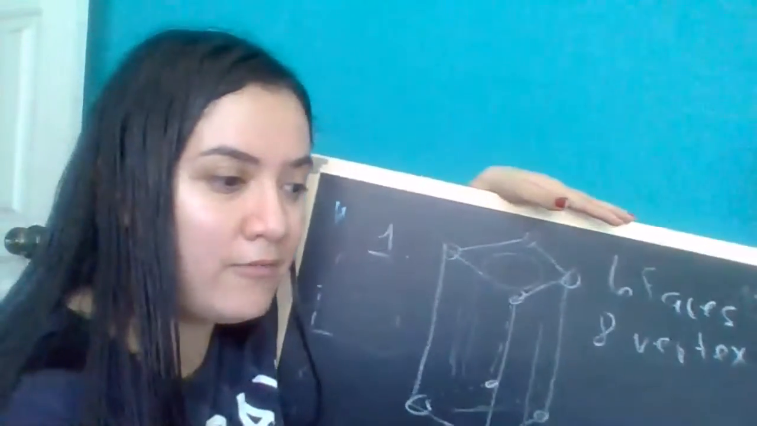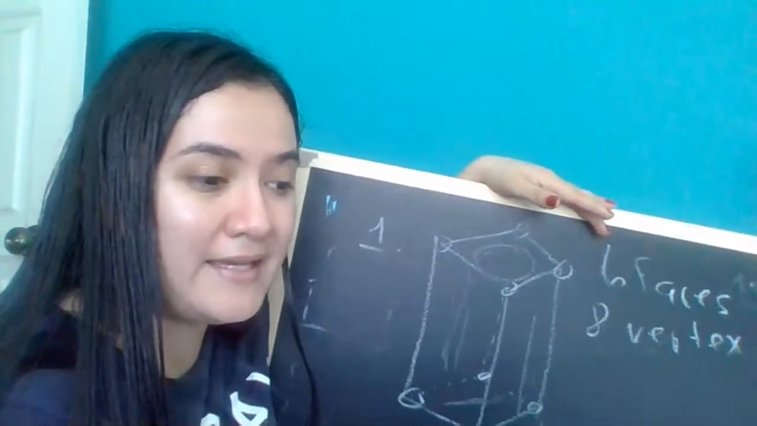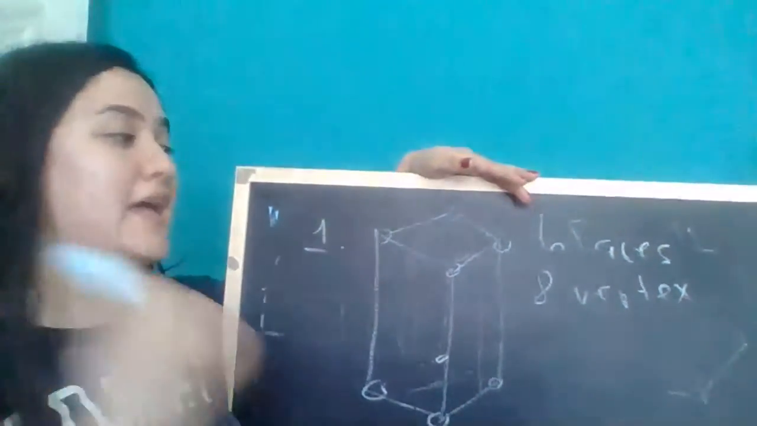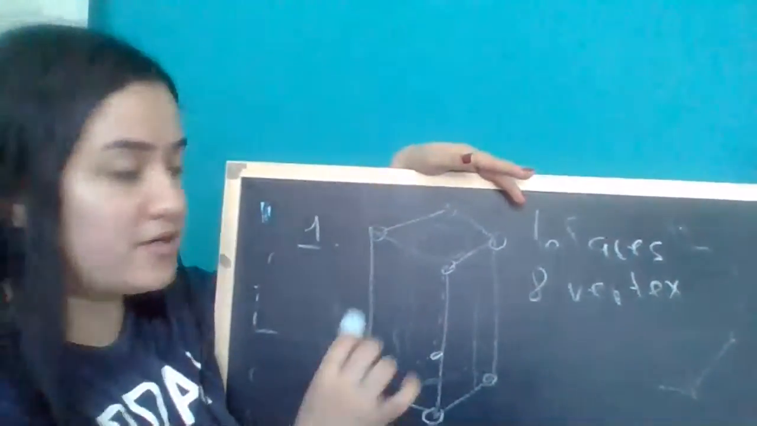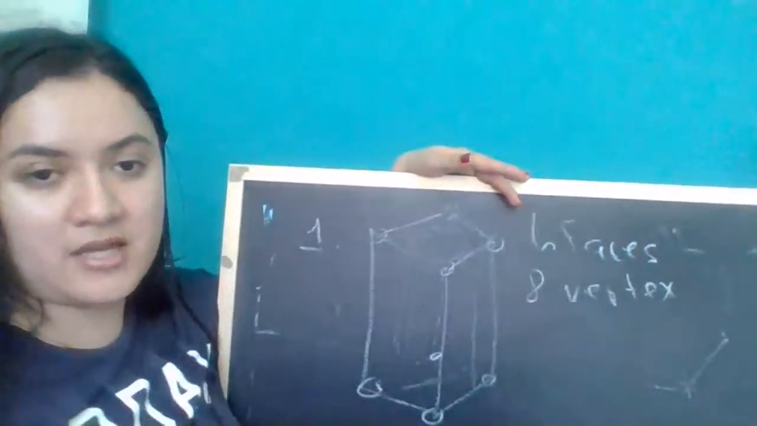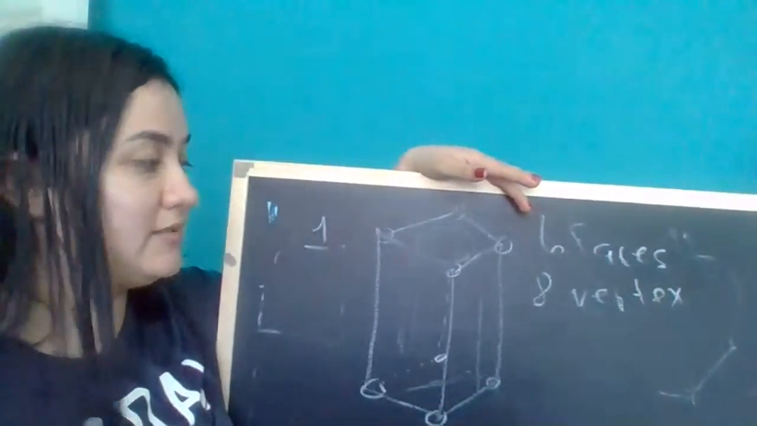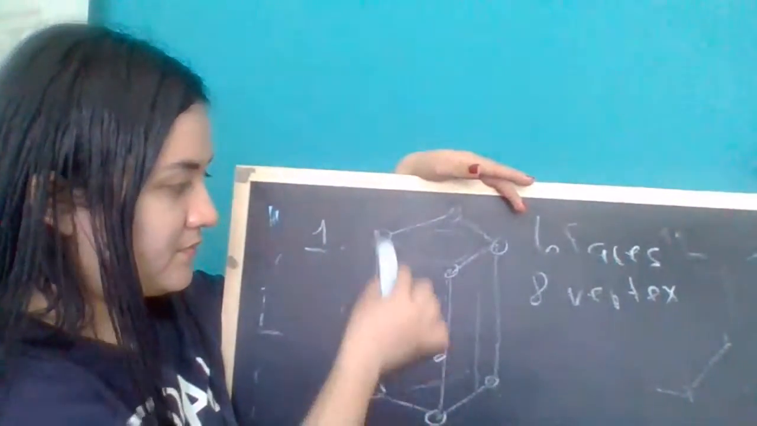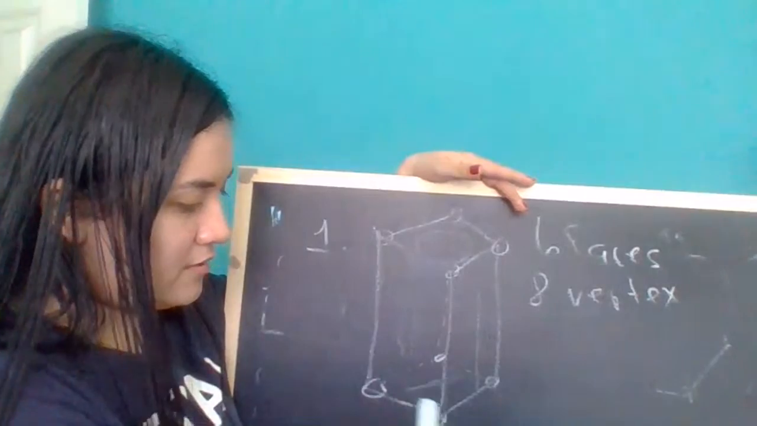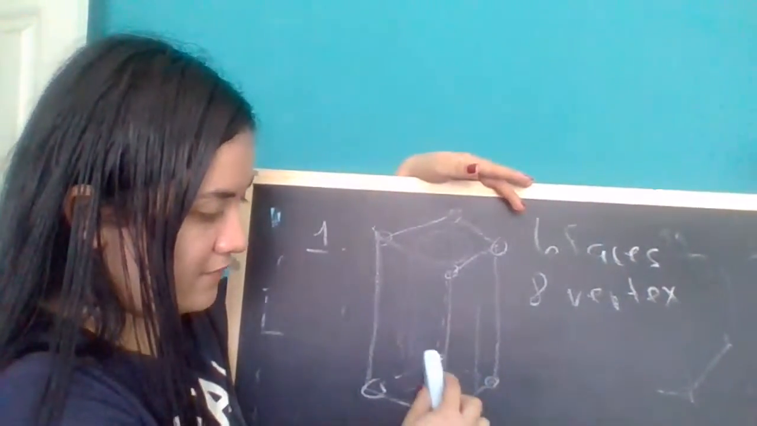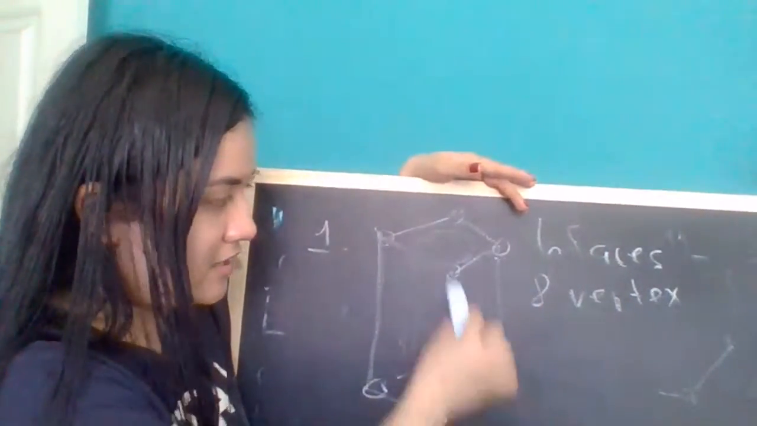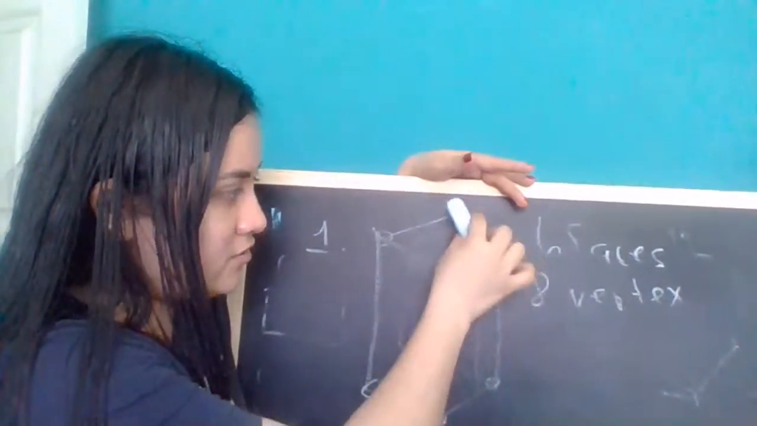Okay, and now we have to say how many edges. Remember that edges are the lines. Vertex are these little corners. The edges are the lines that connect. So let's count how many lines we have. 1, 2, 3, 4, 5, 6, 7, 8, 9, 10, 11, 12.